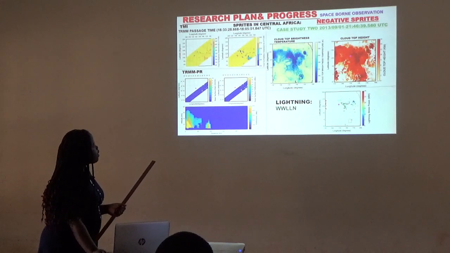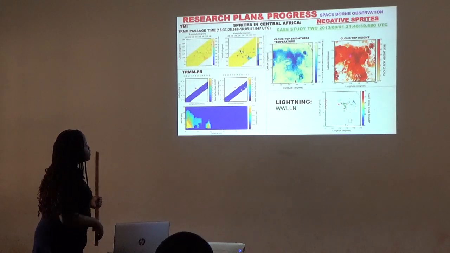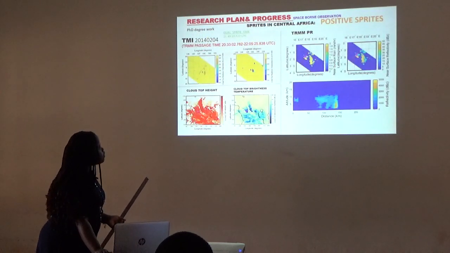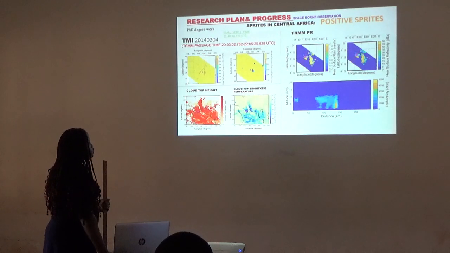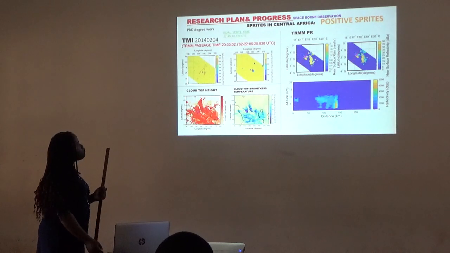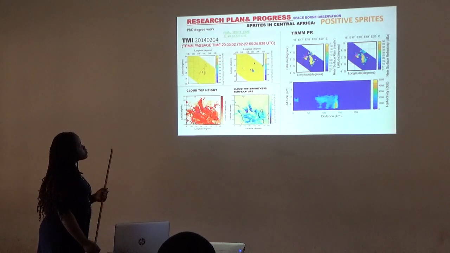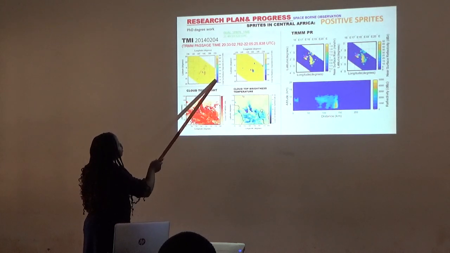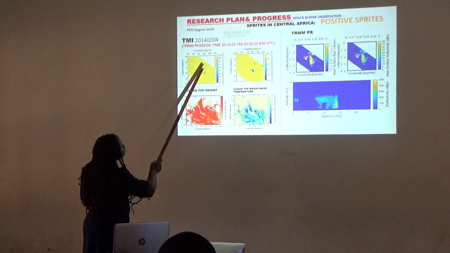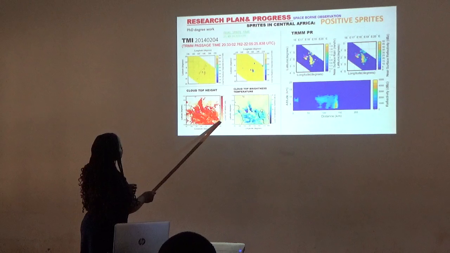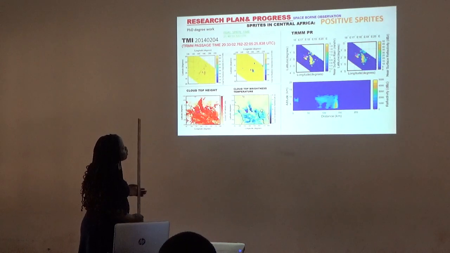And this is another case, because we are doing a case study. These are for positive sprites. Positive sprites occur in weak storms, stratiform kinds of storms. And you can see from this that they have very high brightness temperature. And then from this one, their cloud top height is not so high.